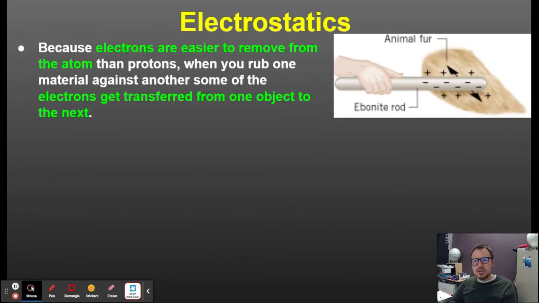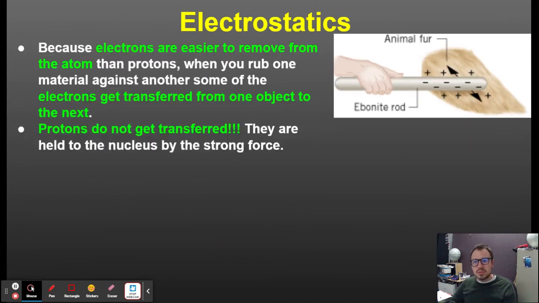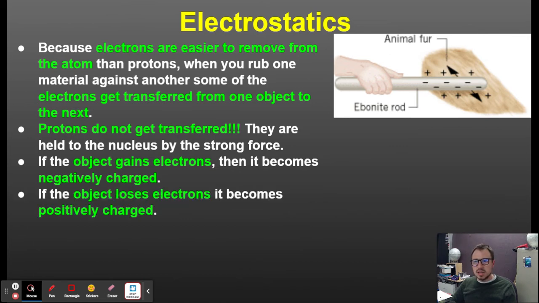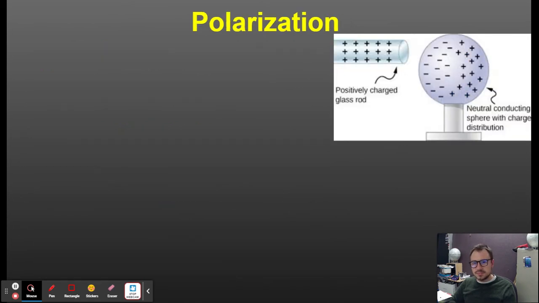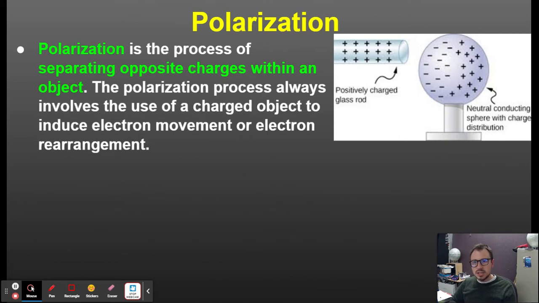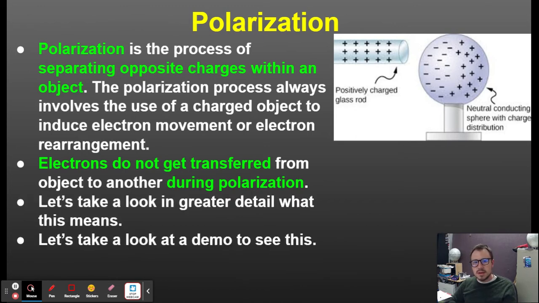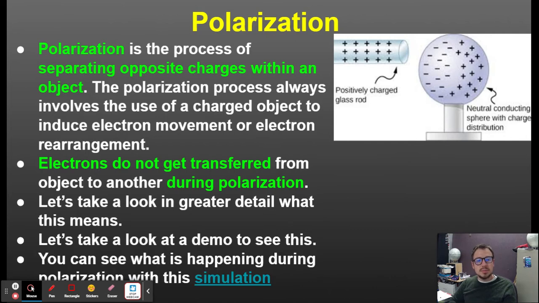So electrons are easy to remove from the atom. Electrons get transferred from one object to the next. Protons do not get transferred in any of the reactions. If the object gains electrons, then it becomes negatively charged. If an object loses electrons, it becomes positively charged. Polarization is the process of separating opposite charges within the object. Electrons do not get transferred during polarization. So that was the aluminum can demonstration that I did, and you can see that in that simulation.